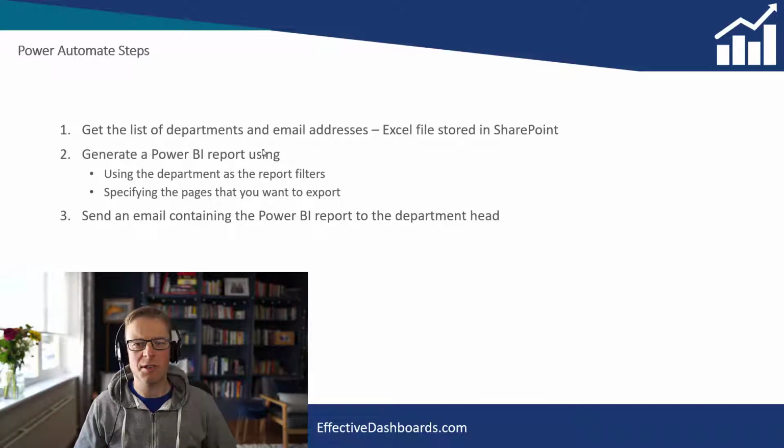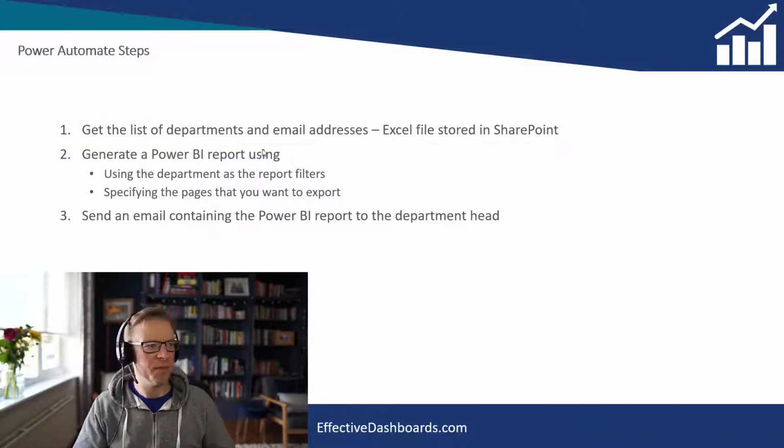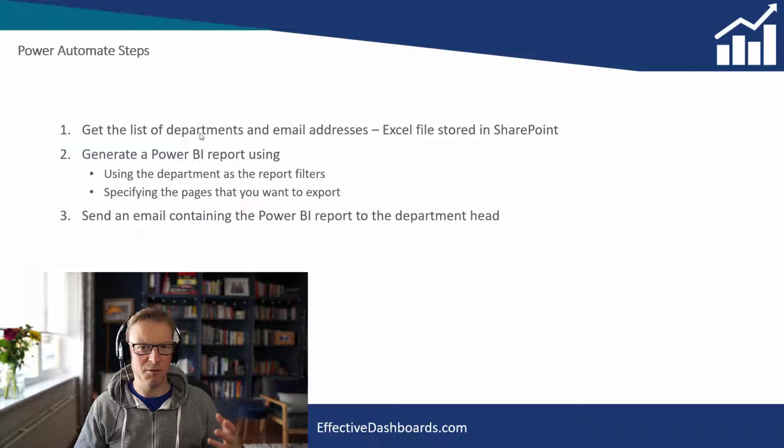The first one is we're going to get a list of the departments and their related email addresses. That's going to be stored in an Excel spreadsheet that's stored in SharePoint. The next thing we're going to do is use the department name to generate a Power BI report filtered for that department, with a list of pages and predefined filters, which will be each of the departments.